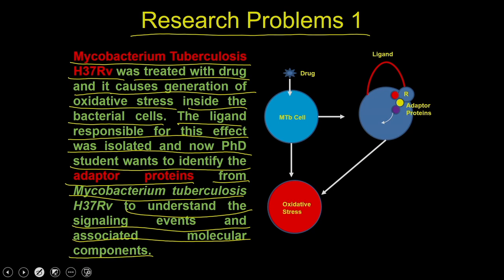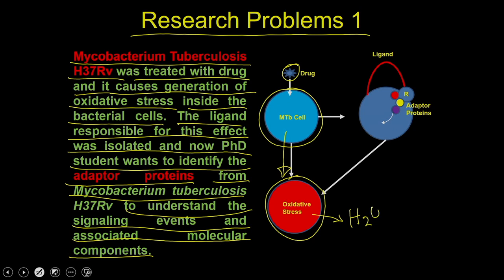What this question means is that Mycobacterium tuberculosis is a bacterial species which causes TB in human beings, and if you treat it with a drug, the Mycobacterium cells develop a very high quantity of oxidative stress. Oxidative stress means the cells are producing a very large quantity of free radicals such as hydrogen peroxide, superoxide radicals and hydroxyl radicals. If you don't control the oxidative stress for a very long time, it is going to bring about the death of the bacterium.